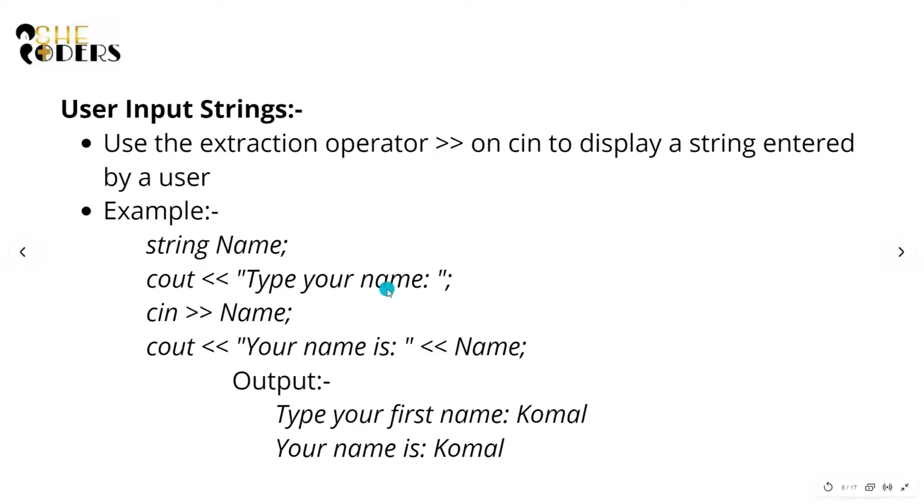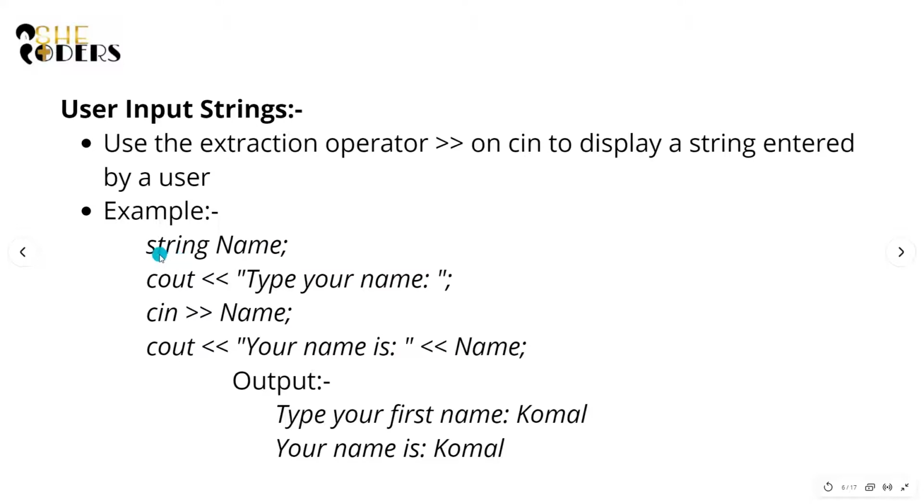For this we will be using the extraction operator on cin. As you all know, this is the operator we use along with cout, and this is the operator we use with cin, that is the less than and greater than, on cin to display a string that is entered by the user. So whenever we give any input, we will be storing it in this variable.